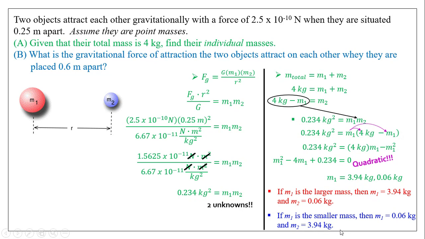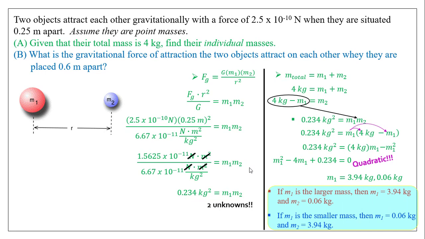So depending on how the problem is worded, you can have one of two answers, okay? So m1 can either be 3.94 or 0.06 based on whether it specifies if m1 is a larger or smaller mass. All right, so that is the answer for part A, okay? I don't know which is which, so I'm just going to highlight both statements for you.